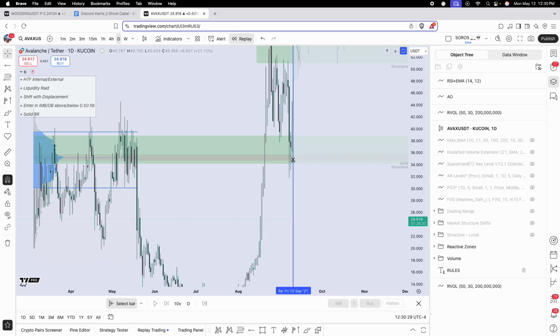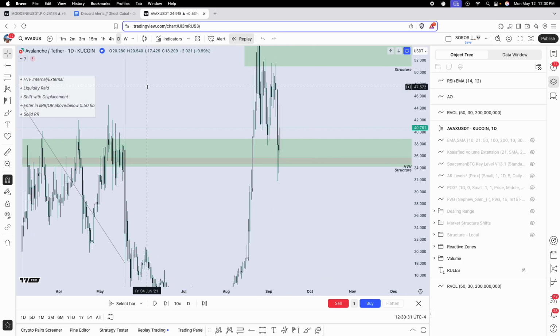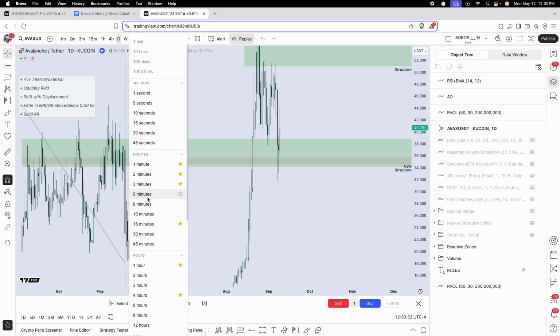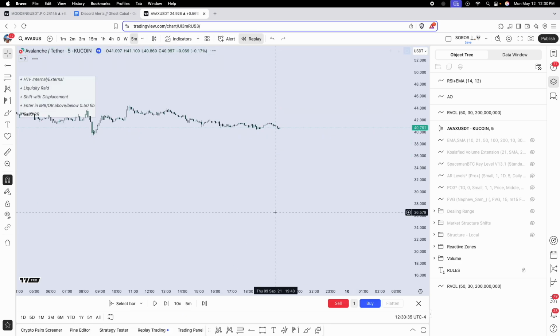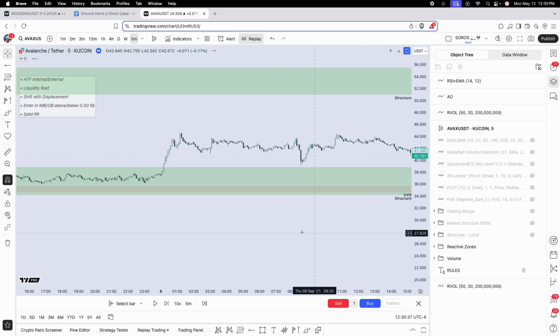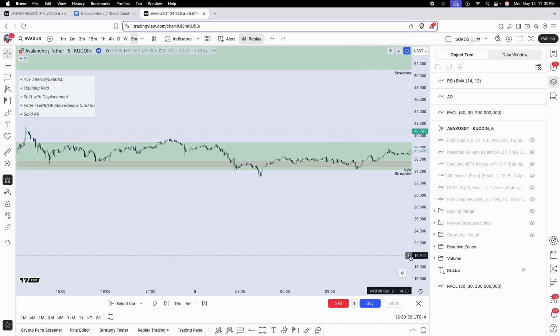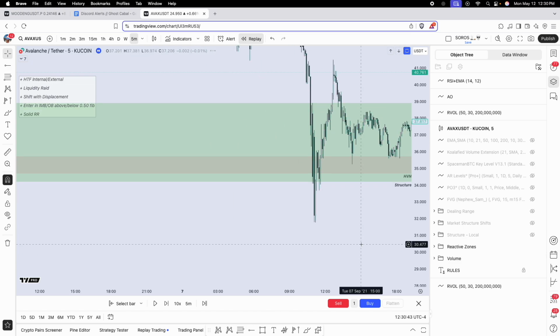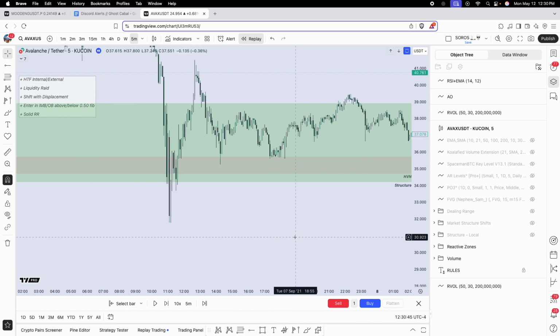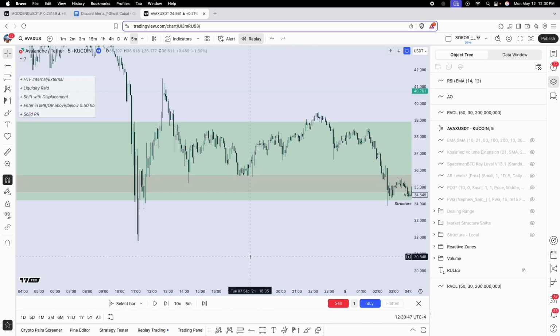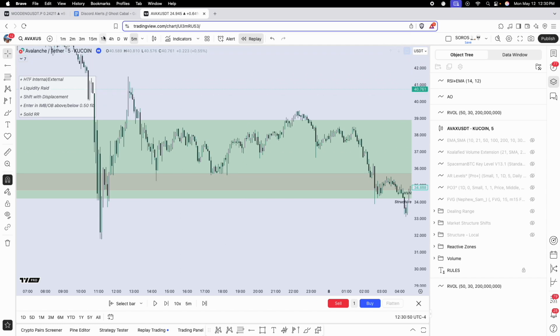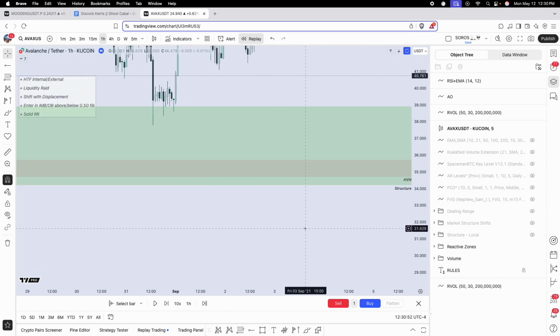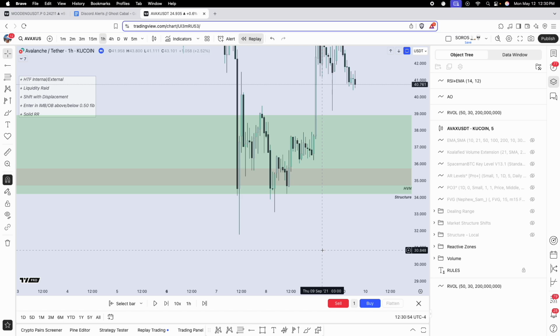I never looked at this on the 5 minute. Let's see in real time if there was a setup in here. Yeah, here it is, perfect. Okay, actually we start with the 1 hour, and I'll show you guys how the entry model would have looked like.